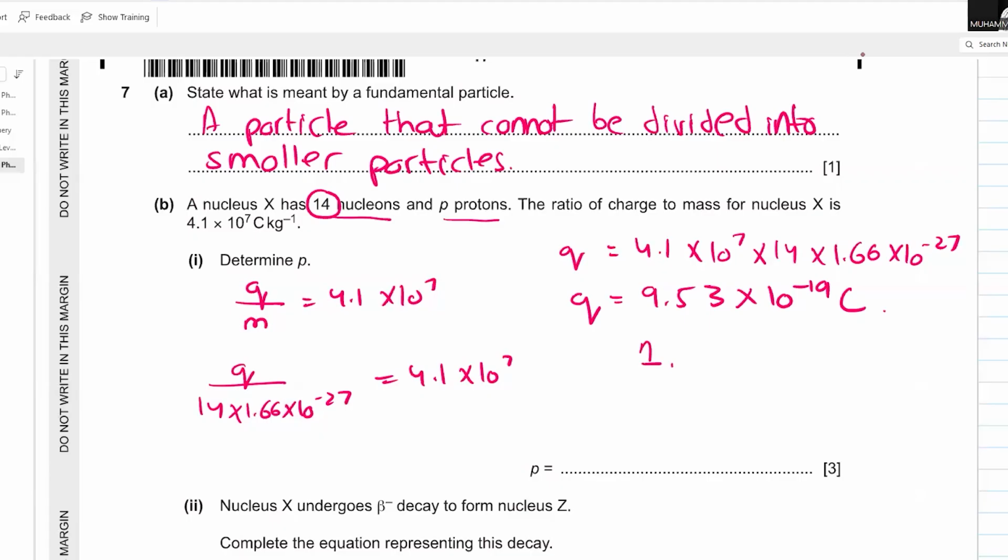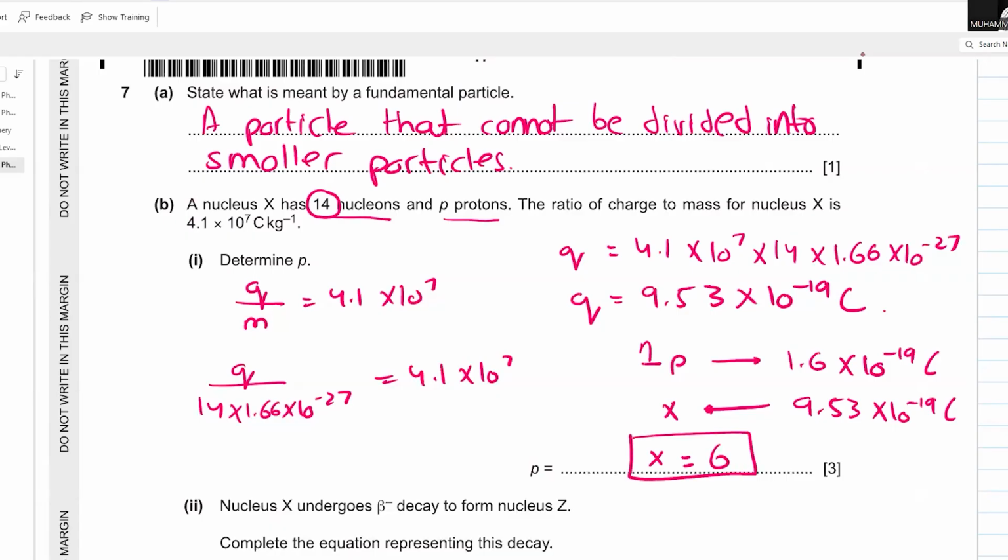Now, if one proton has a charge of 1.6 into 10 raised to the power of minus 19 coulomb, 9.53 into 10 raised to the power of minus 19 coulombs, कितने protons के equal होंगे? Place an x here. Let's calculate this answer. 1.6 into 10 raised to the power of minus 19. This comes out to be 6 protons. Simple.